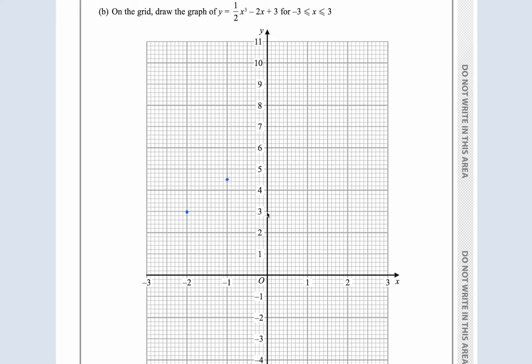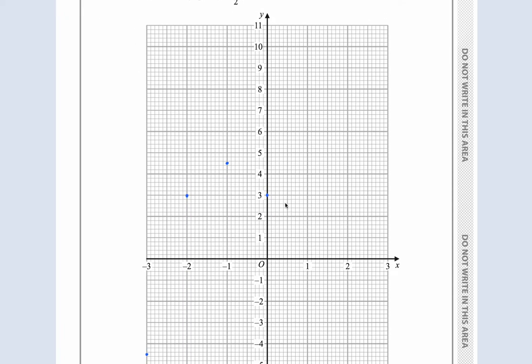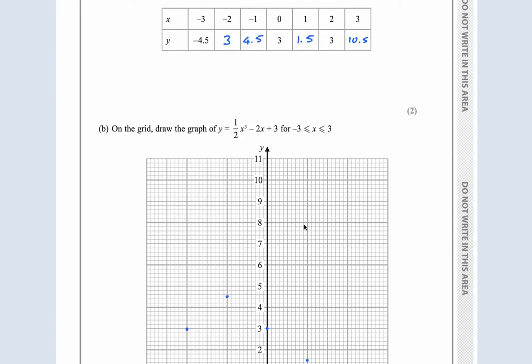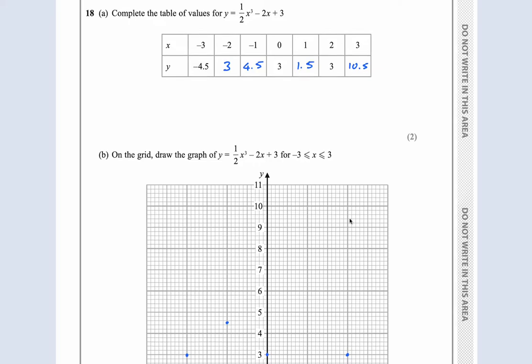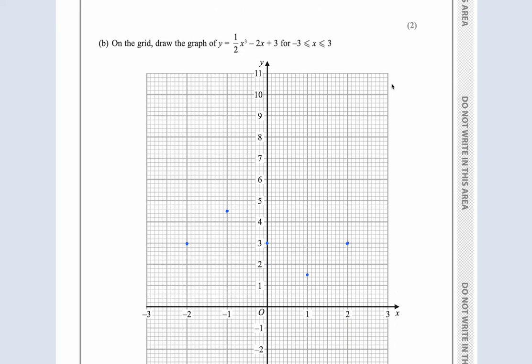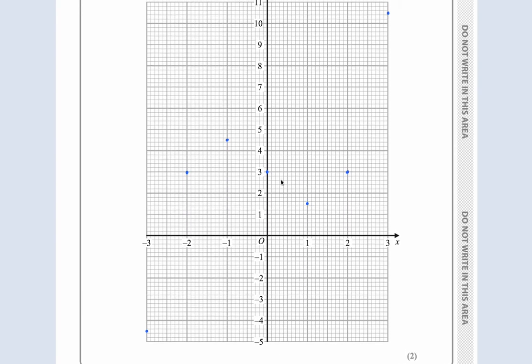0, 3 here. 1, 1.5 here. 2, 3 here. And 3, 10.5 there. Now this, guys, seems right to me because I know cubics, and you should too. Positive cubics kind of go up, not all of them, but in general they go up and then down and then up. They turn twice.